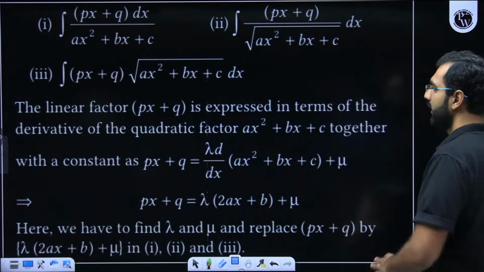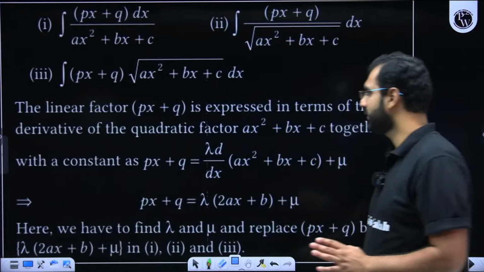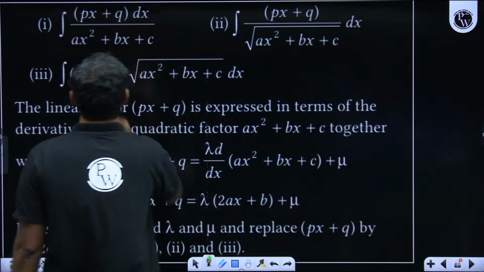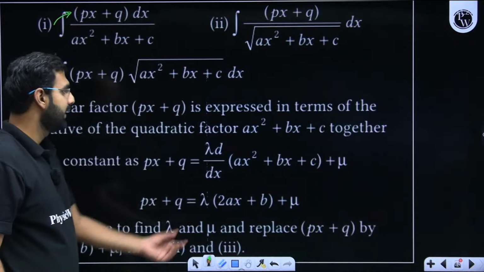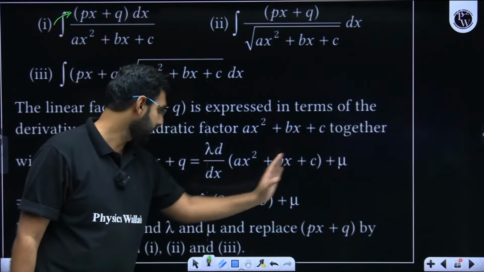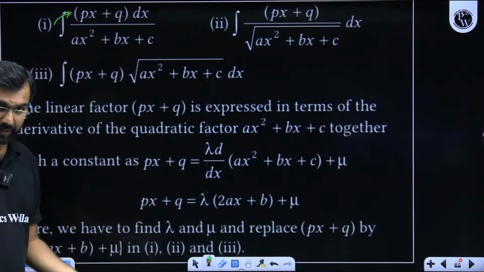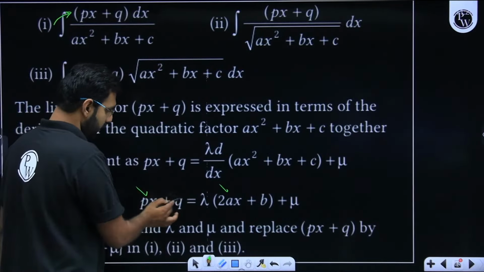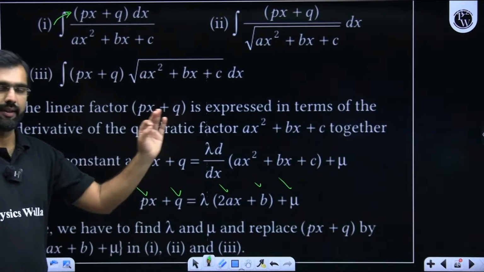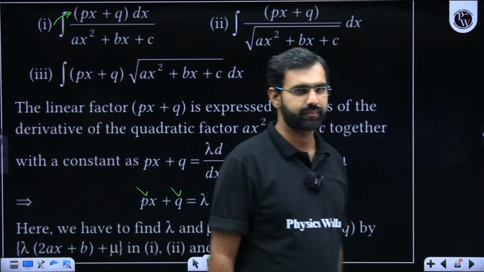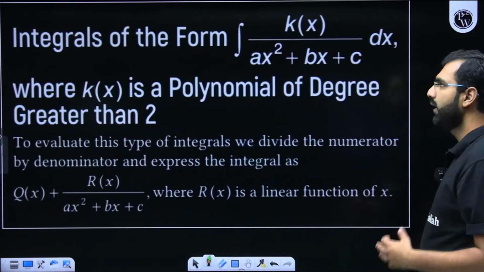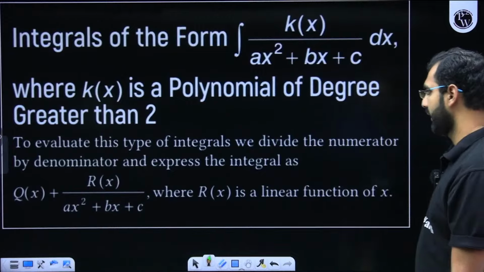Perfect. That's exactly it, Rudra. So in this case, what you got to do is write the linear part as lambda times the derivative of the quadratic part plus mu. And by comparing the powers, the coefficient of x and the constant terms, you find lambda and mu and then substitute. And again, you will find the answer. Trust me, if you have understood this process, then the further part of this question you'll be able to do.